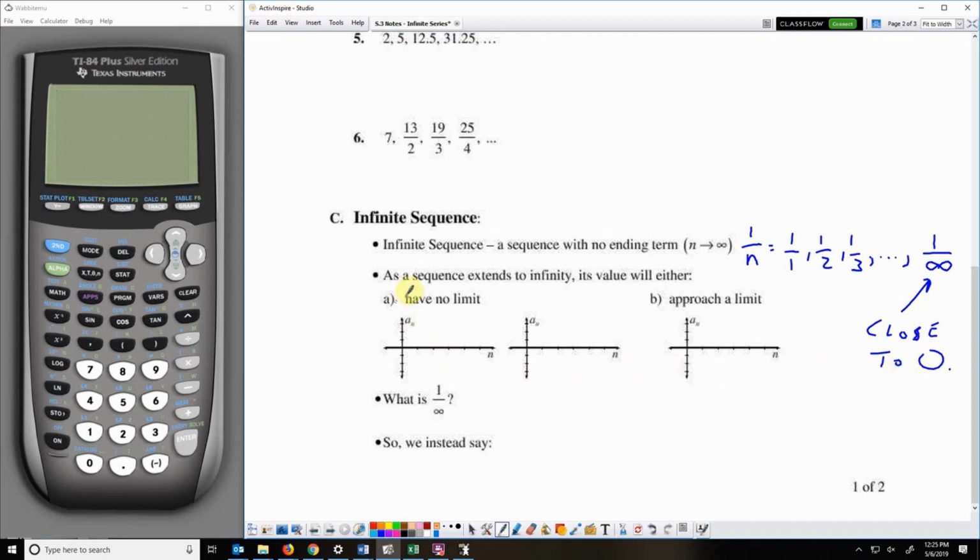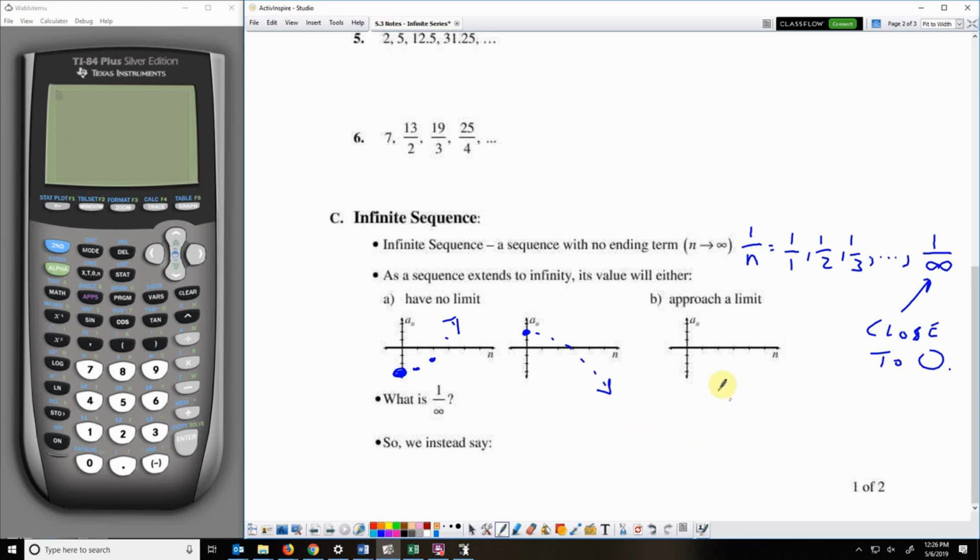So a sequence, as it extends to infinity, where n is infinity, its value will either have no limit. Maybe the first term starts right here, and the next term is here, and the next term is here, and it keeps going this way, and the values become infinitely large. It could also start anywhere. We'd say it starts here, and the values are going this way, where as the term value approaches infinity, it just keeps getting lower and lower as a negative, so that term value becomes infinitely small.